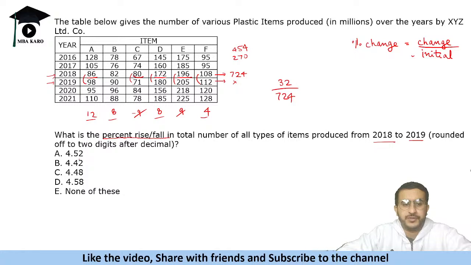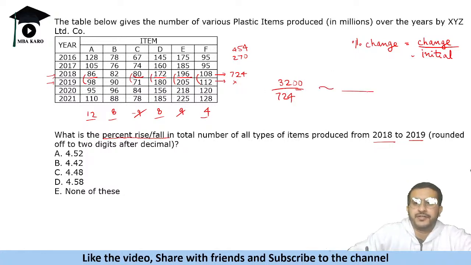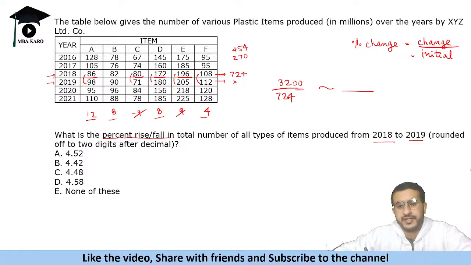Now we tend to ignore this question because the options are very close. Okay, now how to find the exact percentage? आप इसे into 100 करके निकालते हो, right? I'll tell you a different way to do it. This is 32/724. So basically we have to find 3200 by 724. Okay, do not reduce by any term.